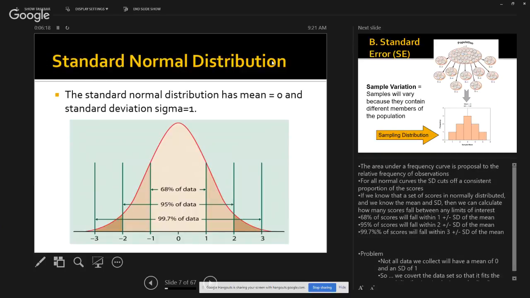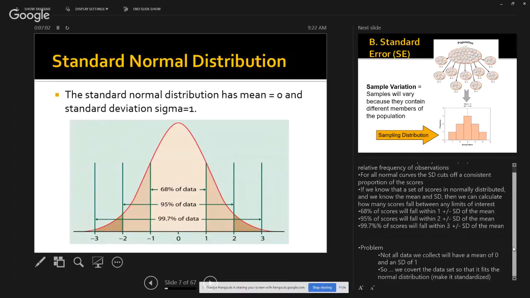So to understand this, we have to also make sure we know about the standard normal distribution. So we've looked at this before. The area under a frequency curve is a relative frequency of observation. So we have a normal curve, and we know that, for example, theoretically speaking, 68% of the data should be within one standard deviation of the mean. And this is standardized, obviously. 95% should be within two standard deviations. And finally, we'd have 99.7%.